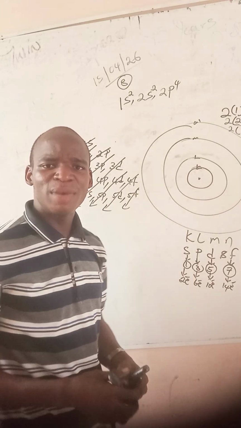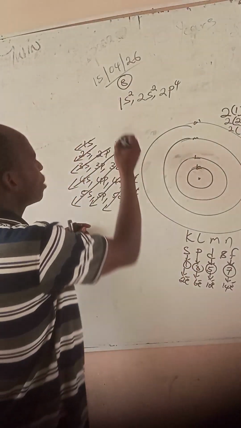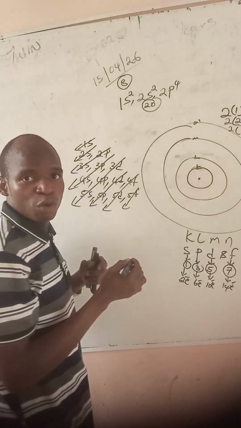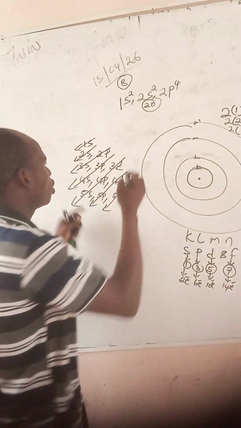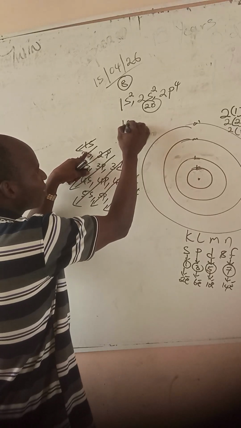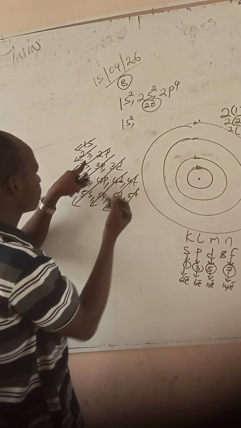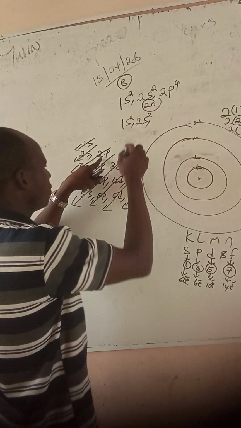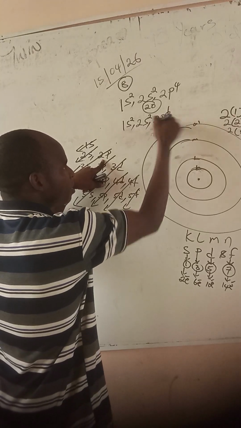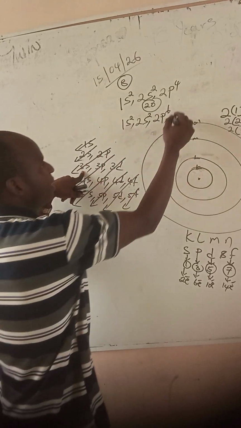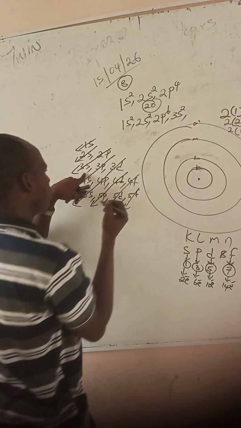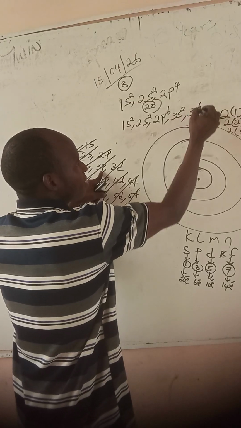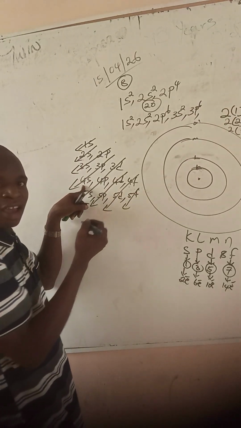Alright, let's try another element. Let's say calcium. The atomic number of calcium is 20. Are you following? So let's write its electronic configuration. We have 1s2. 2s, s can always carry 2. Then 2p6. After 2p is 3s, so 3s2. After 3s is 3p, so 3p6. After 3p is 4s.